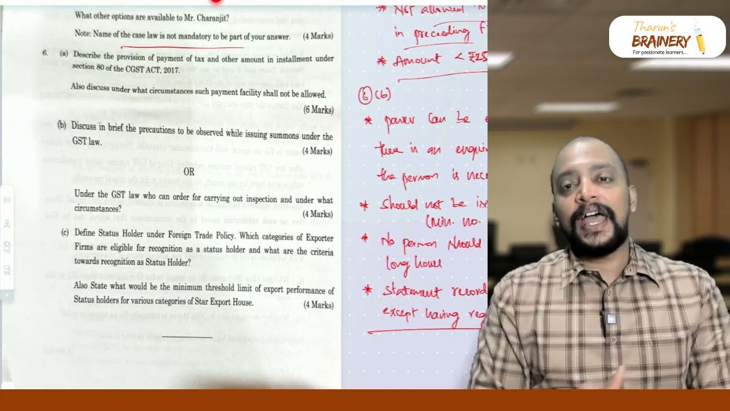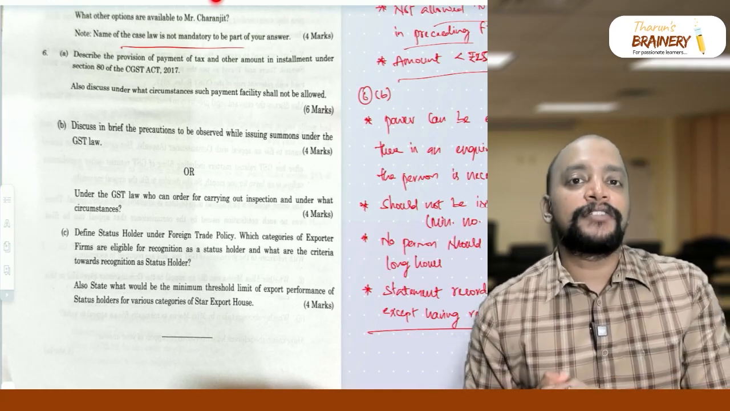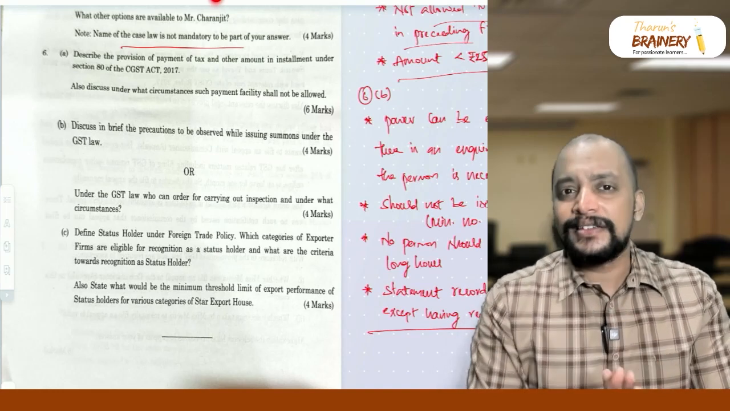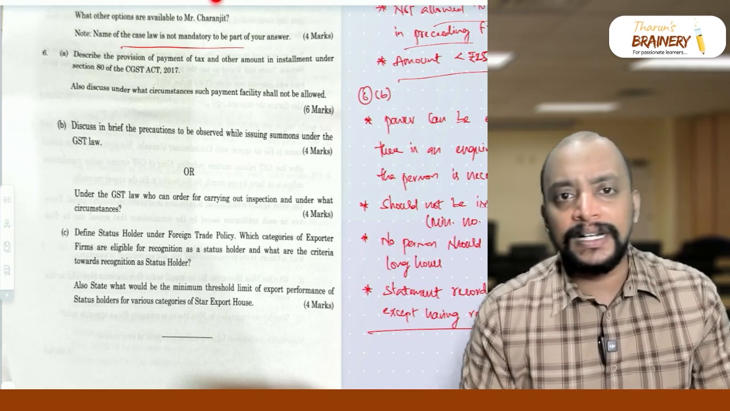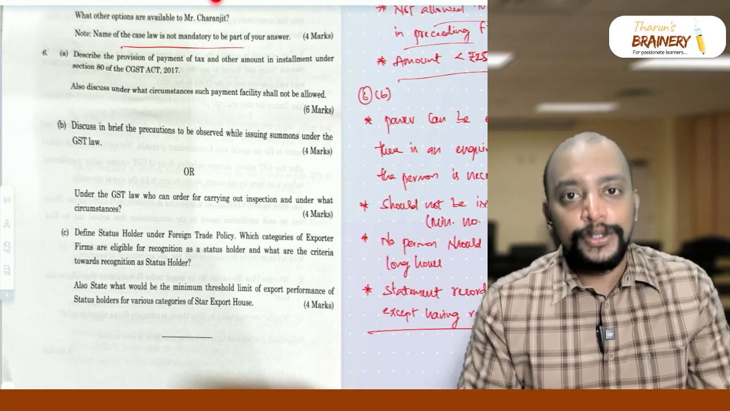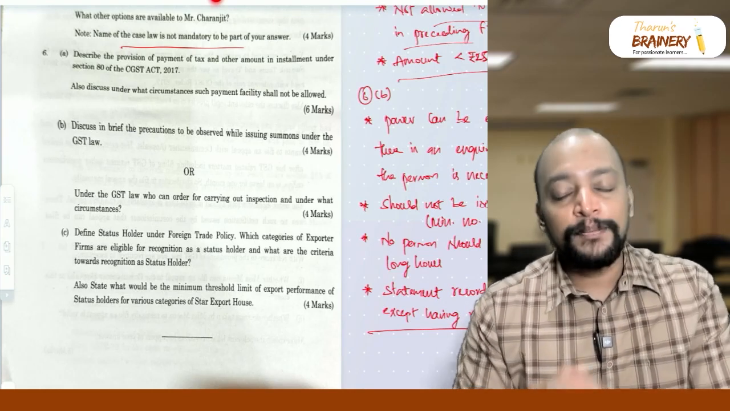Thank you and all the very best. If you are appearing for May 25, and for those who appeared for November 24, don't worry. Don't look at these answers and think that everything is completely gone, because you have already given your best, and what more you can do is just wait for the result. Okay, pray for your result.